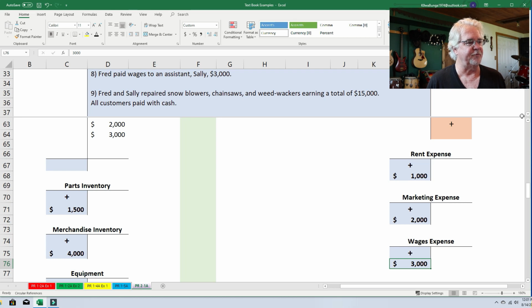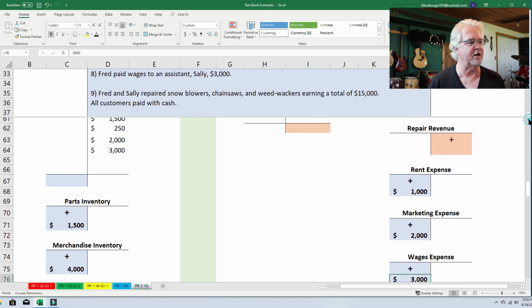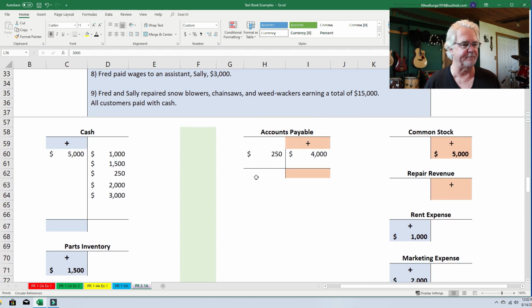Number 9, Fred and Sally repaired snowblowers, chainsaws, and weed whackers, earning a total of $15,000. So this is money coming in. All the customers paid with cash. This is money coming in. And when you do your job, you do your work, and money comes in like this, that is revenue. Revenue is money coming in from doing your job.